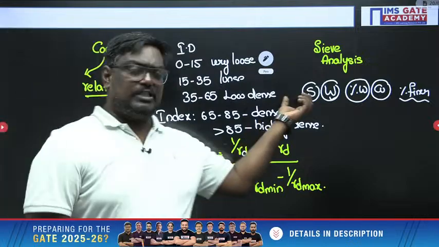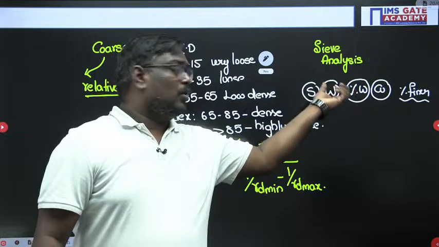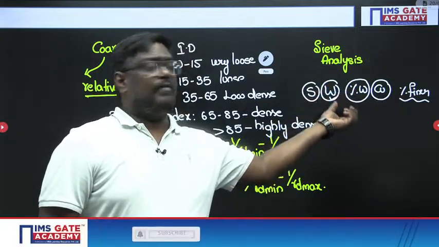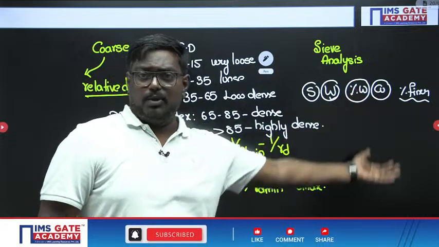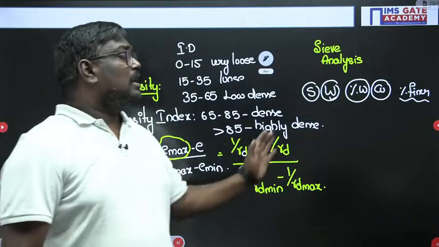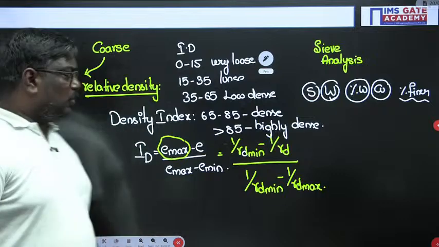First is sieve size, next weight retained, then percentage weight retained. How do you find percentage weight retained? Weight of the individual sieve upon total weight into 100. Similarly, you find the cumulative of those values, and after that percentage finer is given by 100 minus x. So you will calculate the sieve analysis. I hope you are clear.